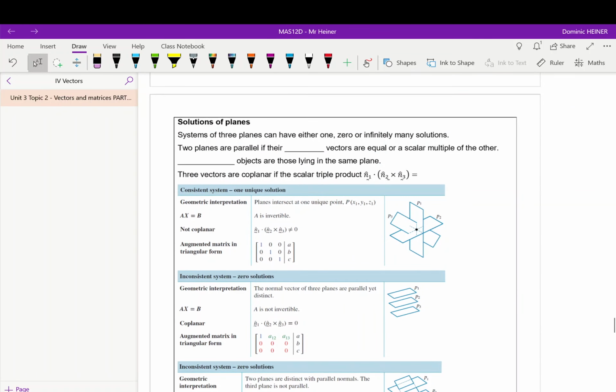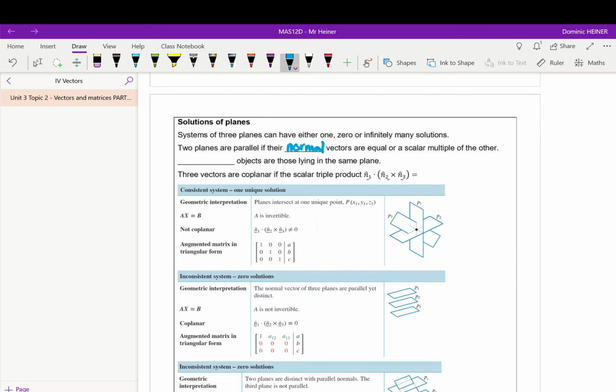Okay. So moving on from here, we're now looking at solutions of planes. So instead of having two lines intersecting or possibly not intersecting, we're now looking at planes intersecting. So systems of three planes can either have 1, 0, or infinitely many solutions. Two planes are parallel if their normal vectors are equal or a scalar multiple of each other.